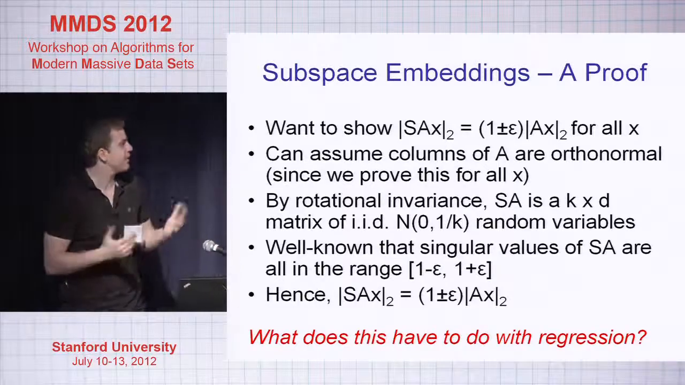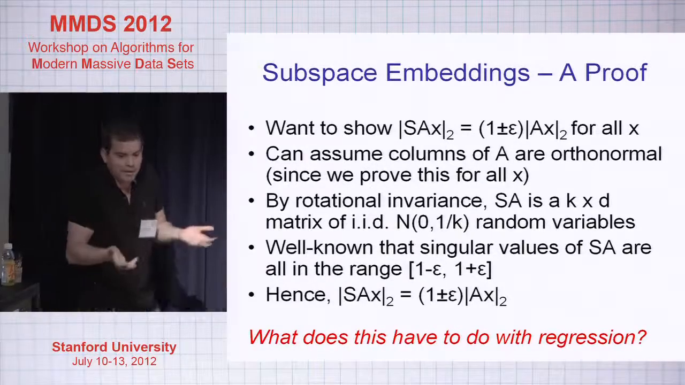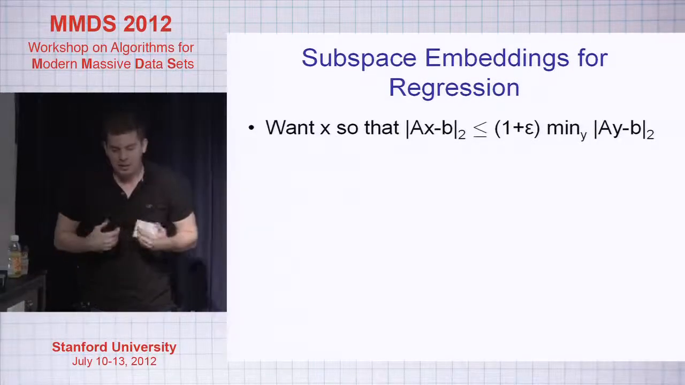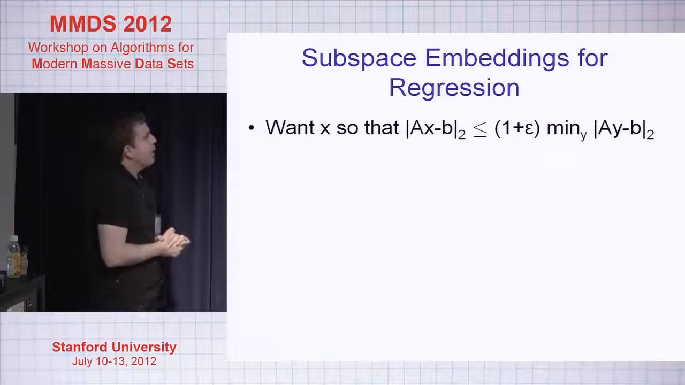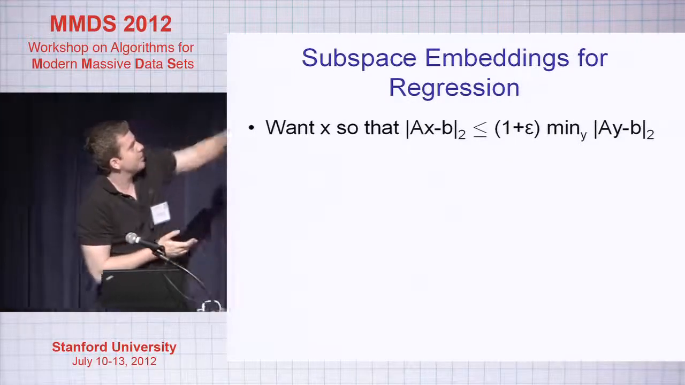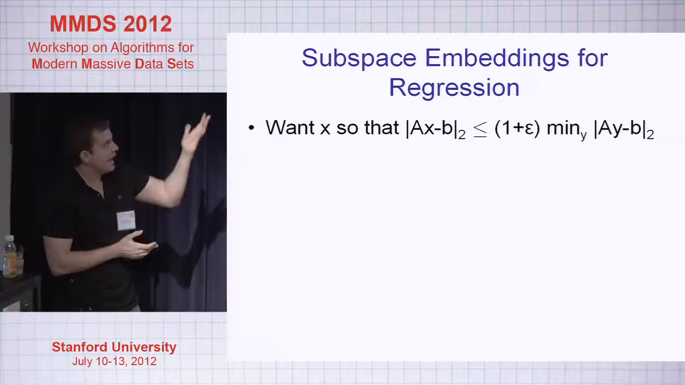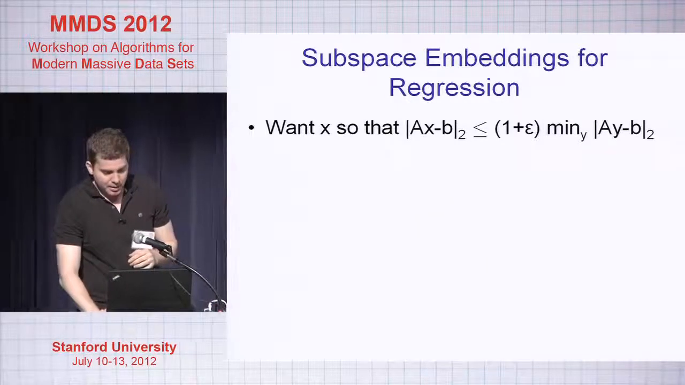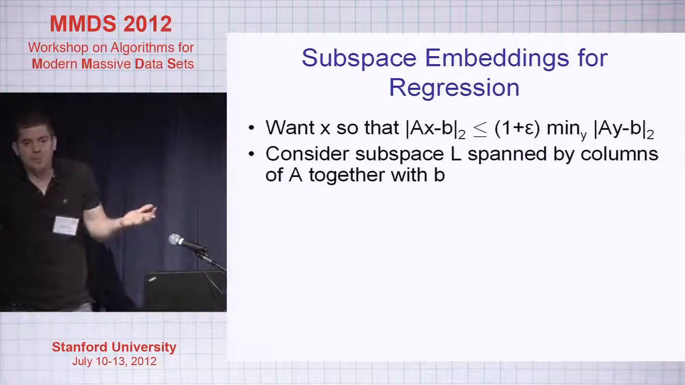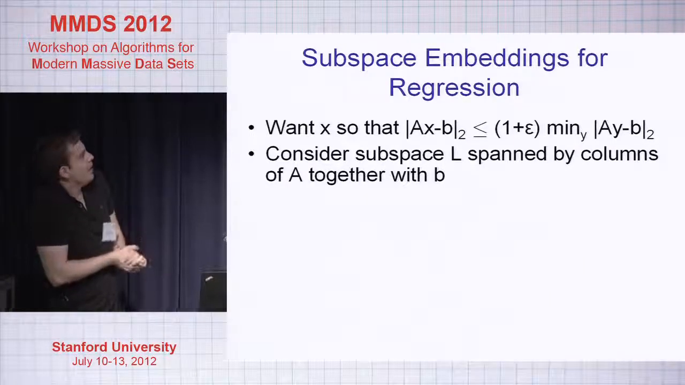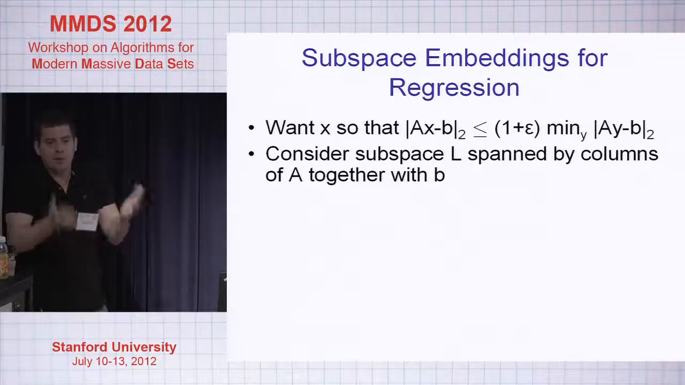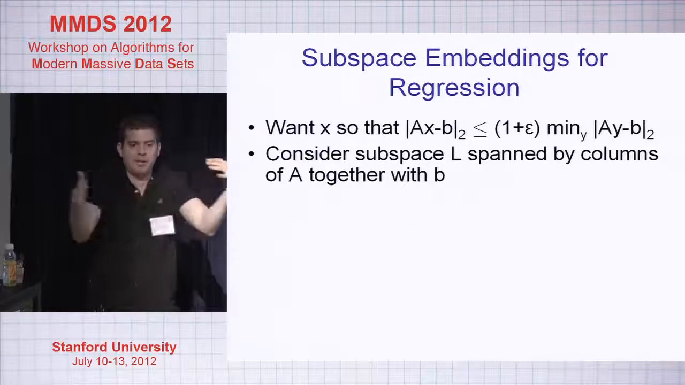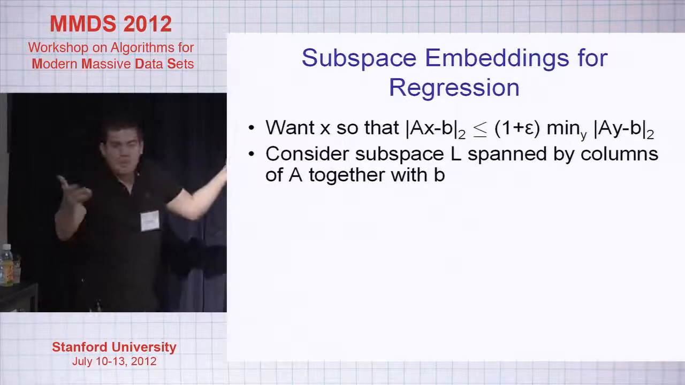Okay, so what does this have to do with regression and the problems that we care about? Well, subspace embeddings sort of give you an immediate solution to regression. So why is that? Recall in the approximate regression problem, we want this x so that the 2 norm of Ax minus b is at most 1 plus epsilon of the optimal solution. So consider the following subspace L. It's spanned by the columns of A together with this vector b. A might have been d-dimensional, the column space of A has d columns. Now L is maybe d plus 1 dimensional.